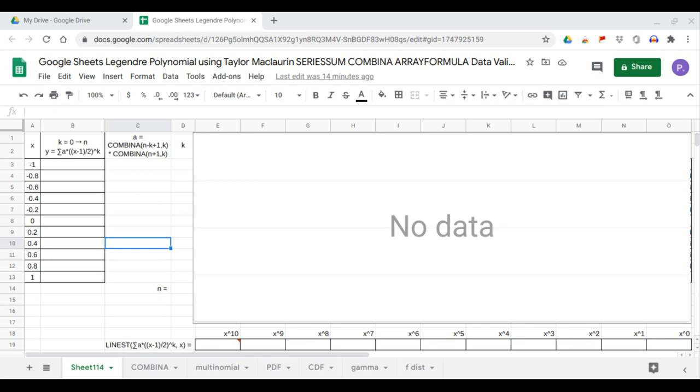Legendre Polynomial. In this video, we will use Taylor Maclaurin SERIESSUM to generate the expansion of the Legendre Polynomial. We also use COMBINA, ARRAYFORMULA, data validation, and LINEST Polynomial Regression.